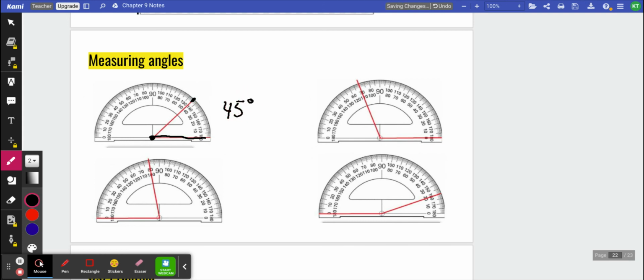Okay, here. So here's my initial line to the vertex. So I'm going this way, I'm measuring this way off my initial line, and it's obtuse. So I'm going here, and it is right on the 110. So that is my 110 degree angle.